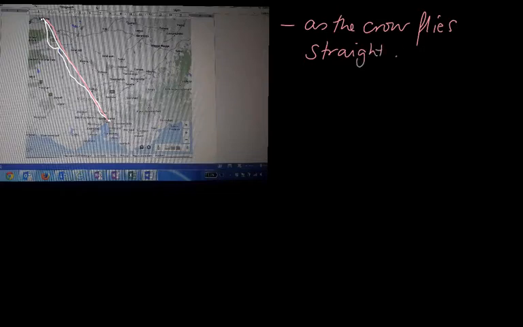I might just change the colour so that's a bit clearer. Rule the line between both spots, and that would be as the crow flies. So the pink was as the crow flies, and that's a straight line. And the white was along the roads.